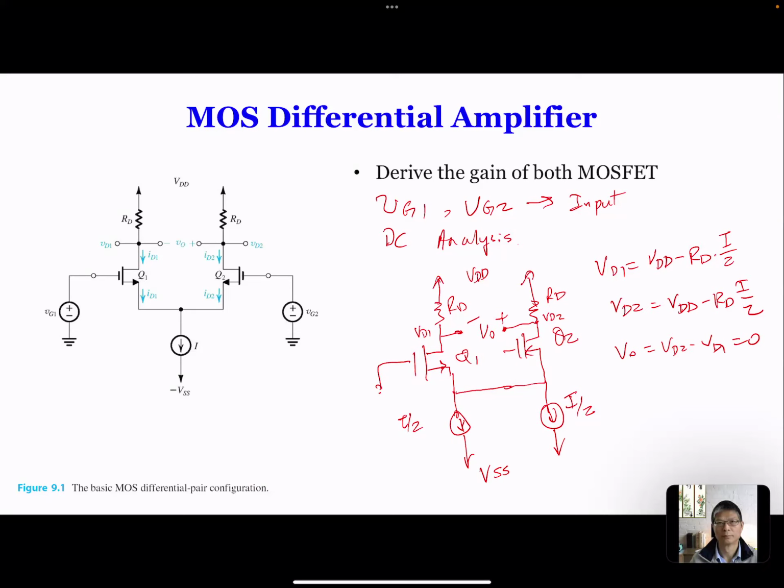Now, of course, the current source is something like we learned from chapter 8, which is made up of different MOSFETs. They look like the current mirrors or current sources, however you design that circuit.